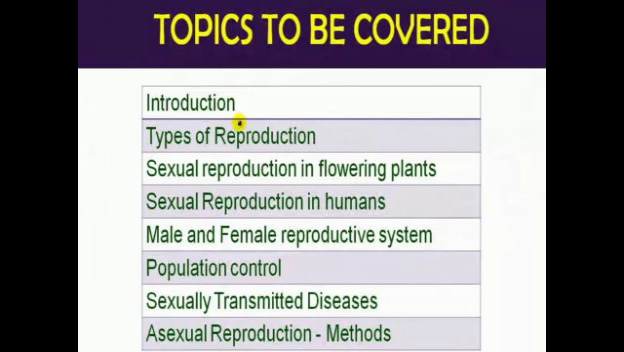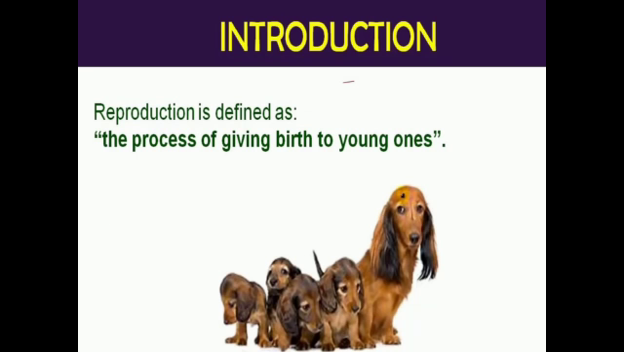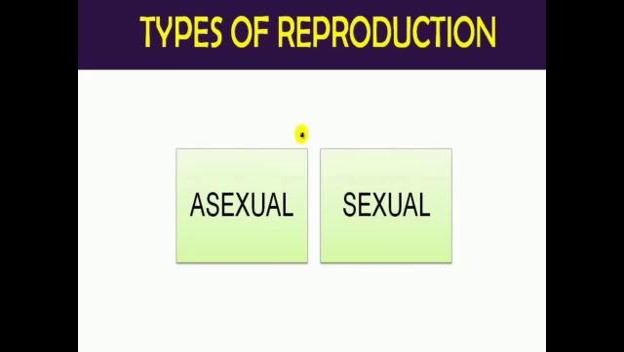The topics that we are going to cover in this chapter are introduction, types of reproduction, sexual reproduction in flowering plants, sexual reproduction in humans, male and female reproductive system, population control, sexually transmitted diseases, and asexual methods of reproduction. So, let's start first with the introduction. Reproduction is defined as the process of giving birth to young ones.